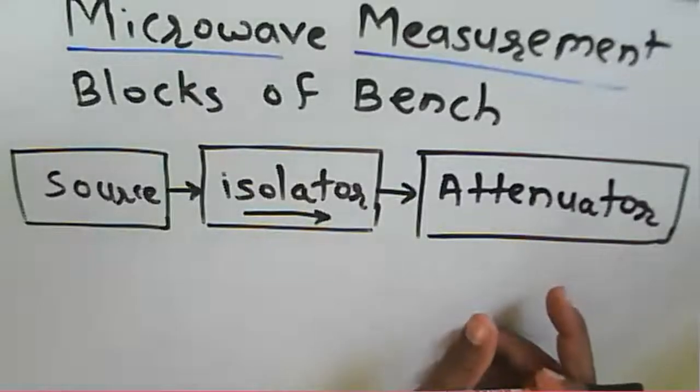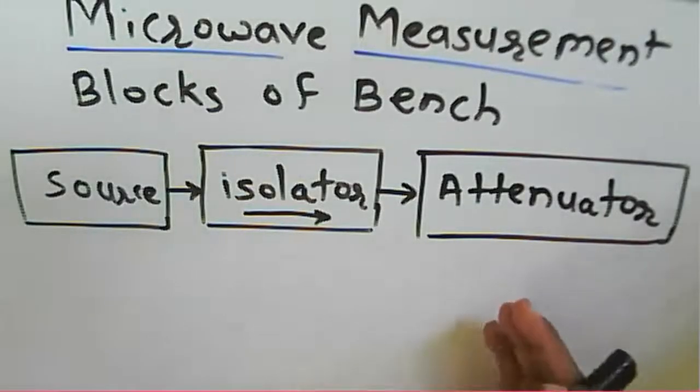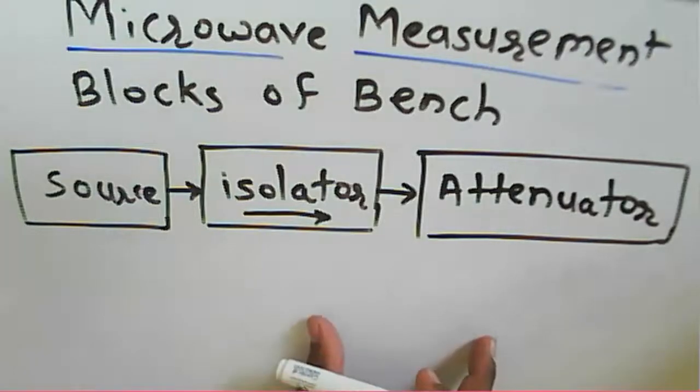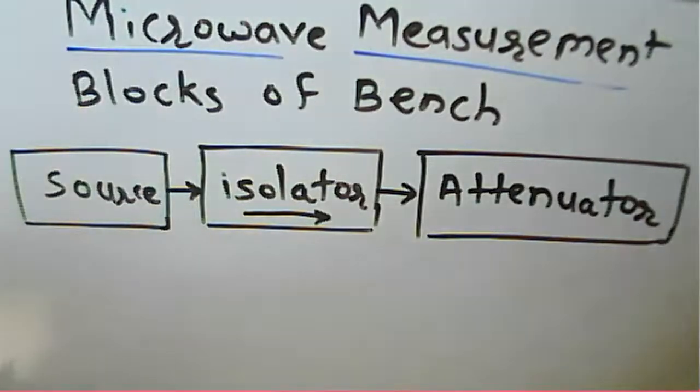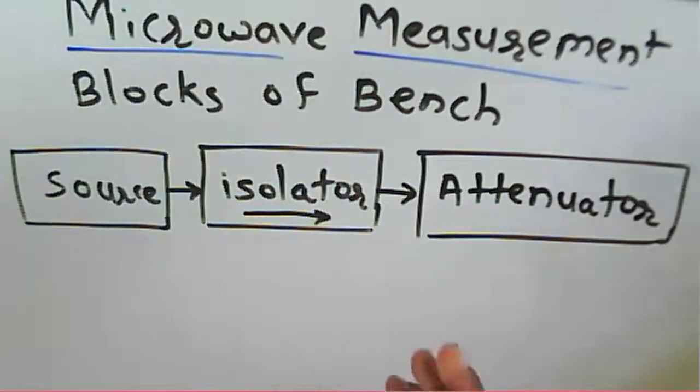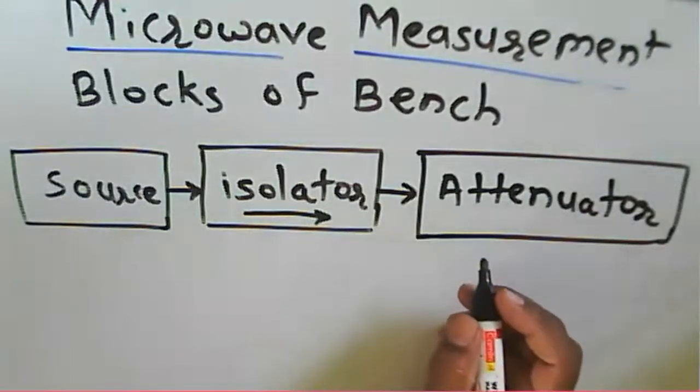Generally there are two types of attenuator: one is a variable attenuator and the other is a fixed attenuator. But mostly in the case of a microwave bench, the variable attenuator is used, because through this attenuation we can limit the power to a particular power level value. So we use a variable attenuator rather than a fixed one. That is about another component.